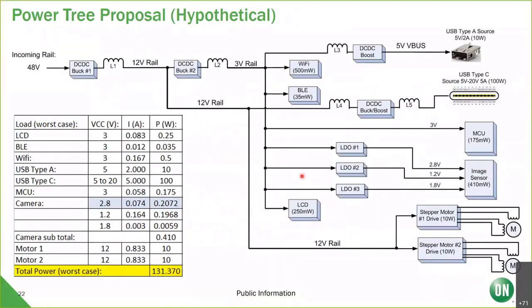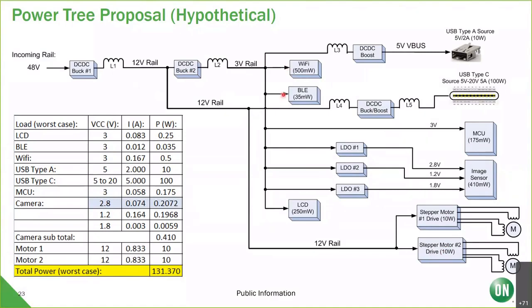Okay, so with this hypothetical, I've got 48 coming in. I'm going to have one buck that's going to drop it down to a 12-volt rail. That 12-volt rail is going to service my 2 stepper motors here, and it's also going to go to this buck boost. Then I'm going to drop down to a second rail, which is the 3-volt rail.